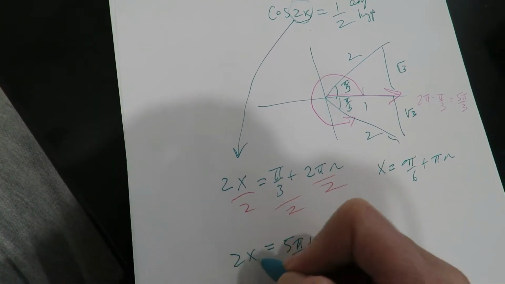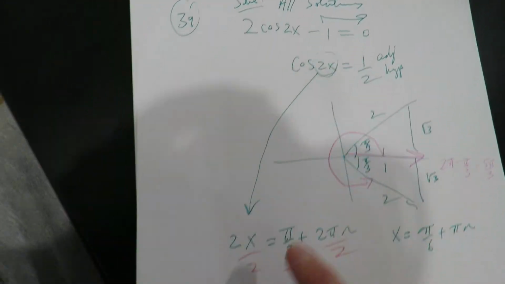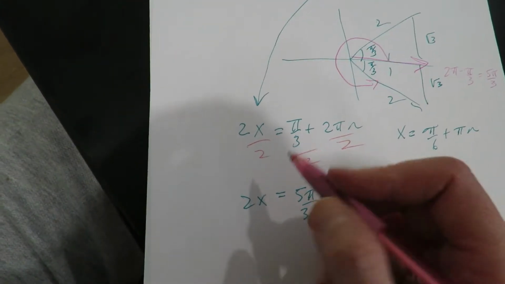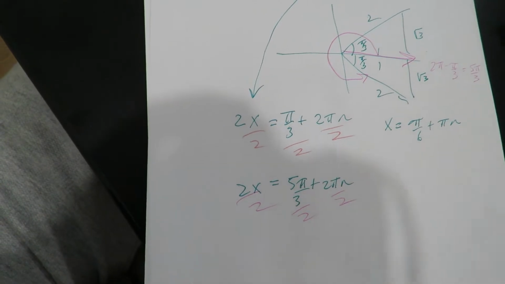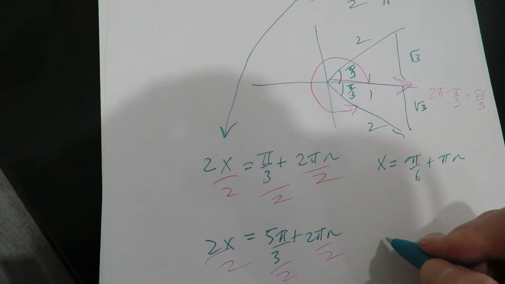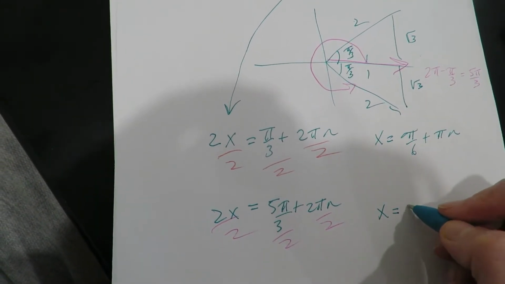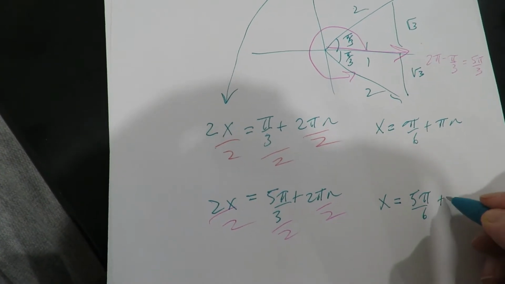all solutions, but again it's 2x. You take care of that at the end, so you've got to divide everybody by 2, which is going to mean that x is going to be 5 pi over 6 plus pi n.